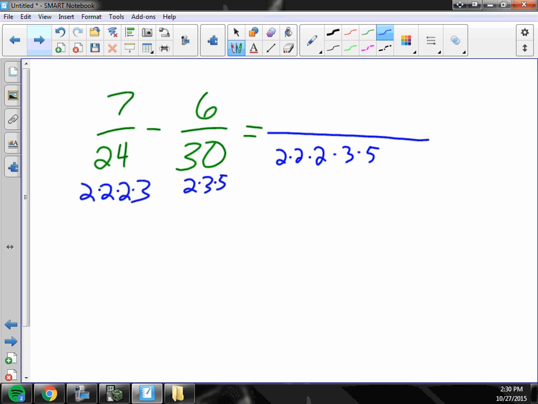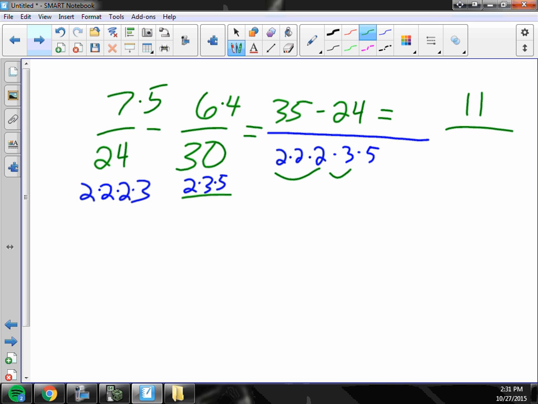So what does the one on the left need? Just a 5. So that would be 35. What does this need? Two more 2s, so multiply it by 4. It's already got a 3. It's already got a 2 and a 5. So instead of multiplying one side by 30 and the other side by 24, we're going to multiply the left by 5 and the right by 4. And that will keep our numbers a lot smaller. So minus 24 is 11 over 8 times 3 is 24 times 5 is 120.